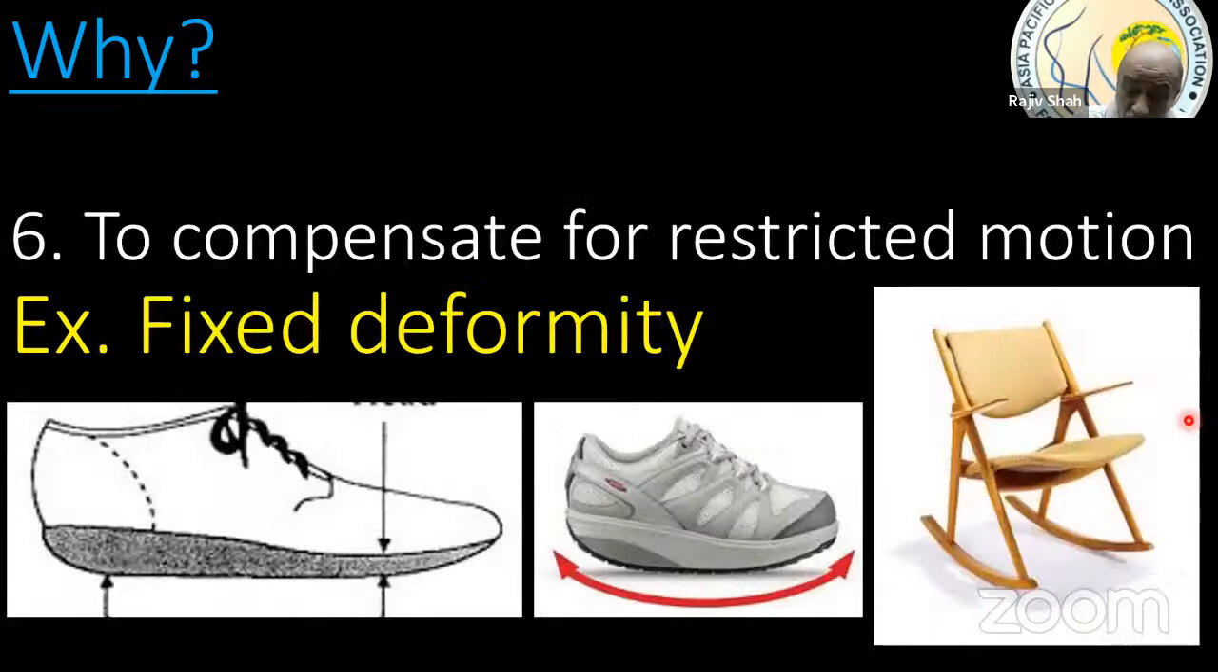You could also use orthotics to compensate for restriction of motion. Suppose you've done an ankle fusion or a tibio-talo-calcaneal fusion, you give such a rocker. This is an example of a rocker in the footwear, so the patient mimics walking as if using a normal foot. So these are the six important functions of orthotics or footwear modification. Whenever you prescribe, you write down the purpose for which you are using it. Why do you want this orthotics?